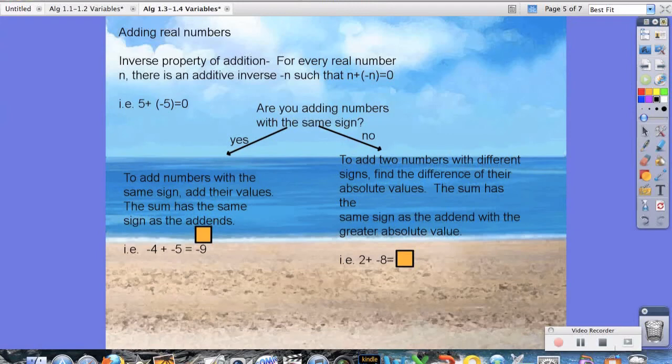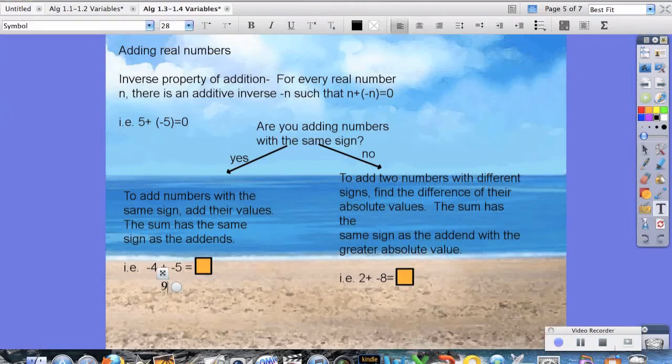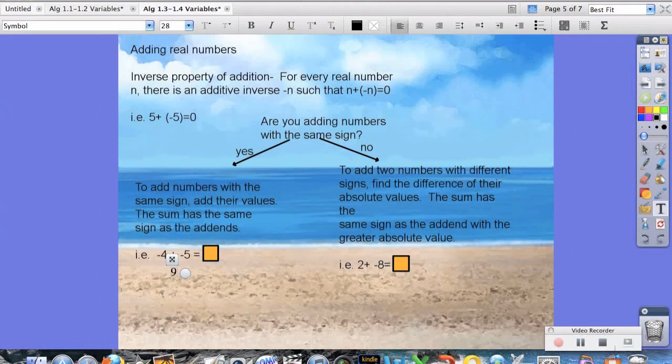In English, what that means is that we have -4 and -5. Notice how both of them have the same sign and they're both negative. So we add up their values. 4 plus 5 is 9. And we keep their signs. The signs of both of them are negative, so we have -9.